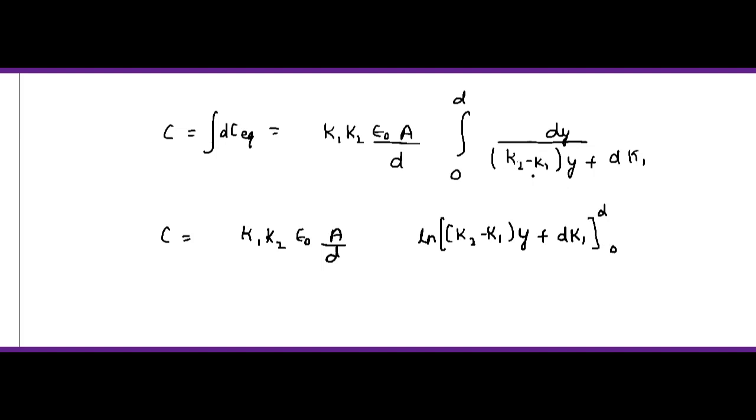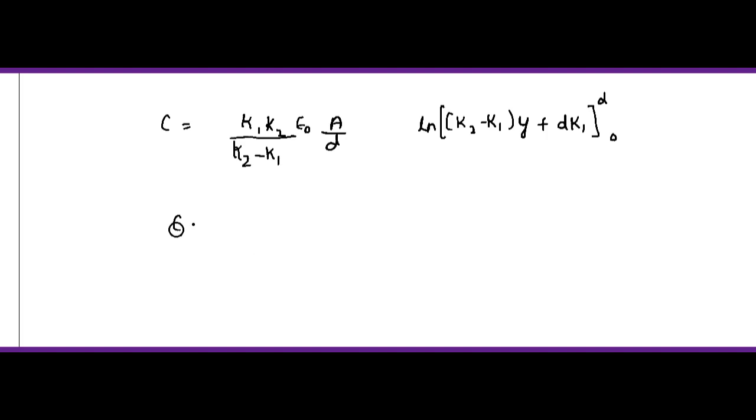But there is a coefficient k2 minus k1 for y, so we need to divide it by the coefficient. So we are just writing the coefficient here, k2 minus k1. Now if you put the limit, what will happen? So our c would turn out to be k1 k2 divided by k2 minus k1, then it is epsilon a divided by d, and now we can put the limit.